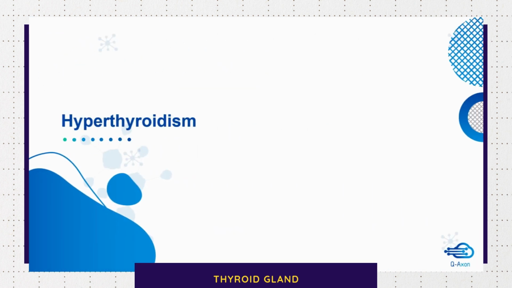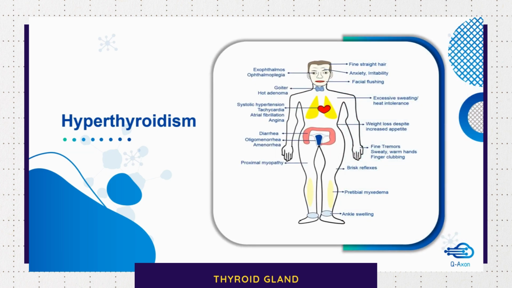Some of the clinical features seen in hyperthyroidism are the following. Now let's start from head to toe. It will be easier to remember that way. As I said just now, there will be exophthalmos, and because of the stretching of the extraocular muscles, there will be ophthalmoplegia.